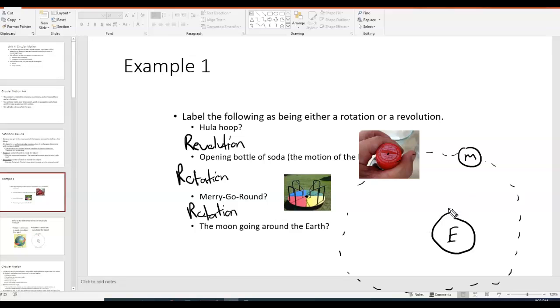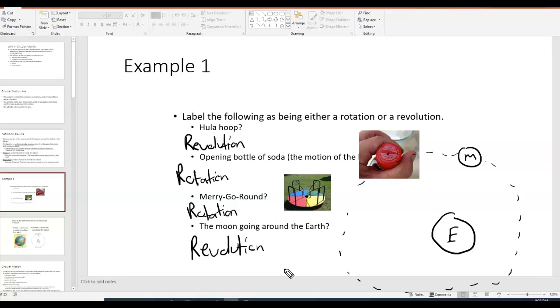So ask yourself, where is the center of the circle? Well, the center of the circle should be inside the Earth. The Earth is not inside the moon. That means the center of the circle is outside the object, which is the moon, meaning this is a revolution. So we would definitely say the moon revolves around the Earth, just like we would say the Earth revolves around the sun.